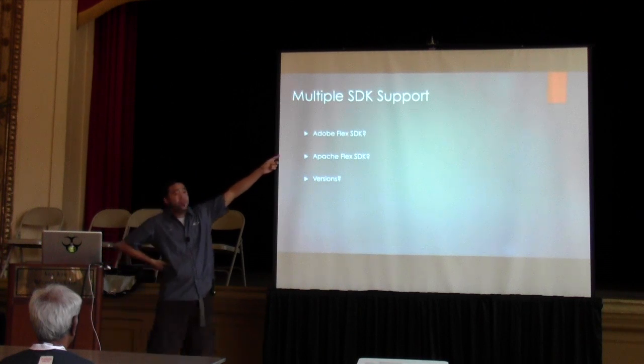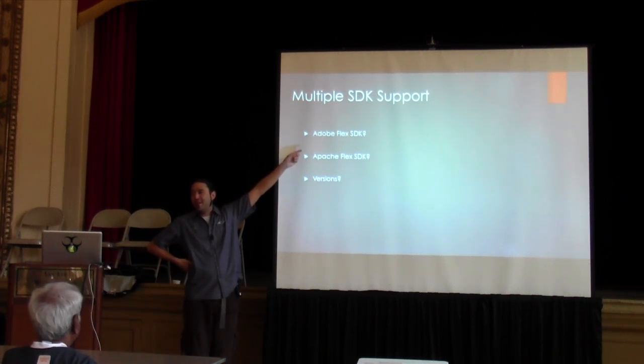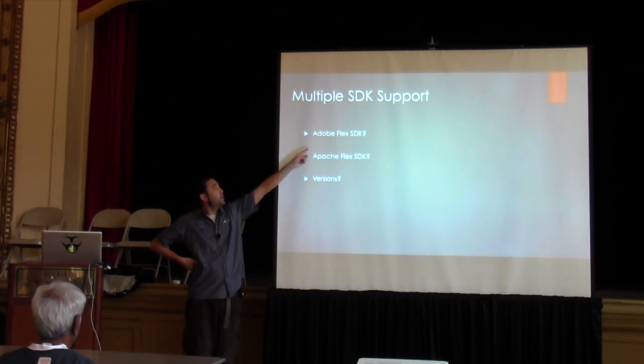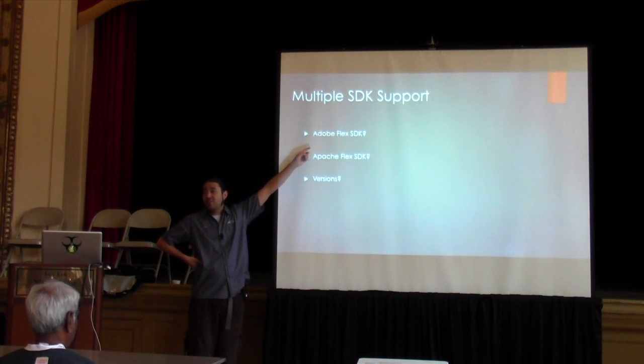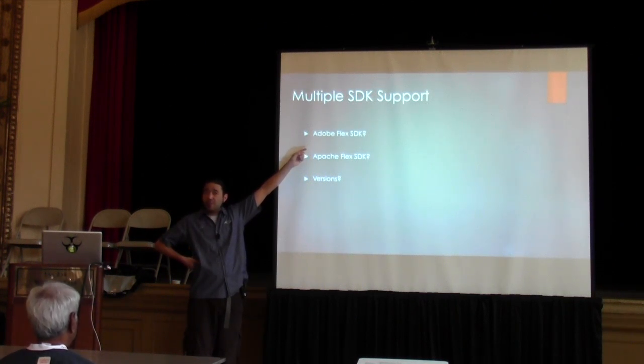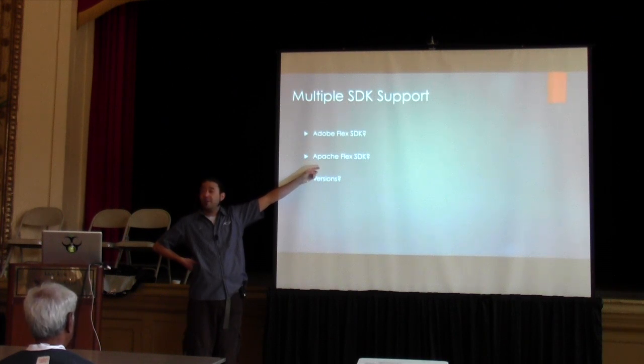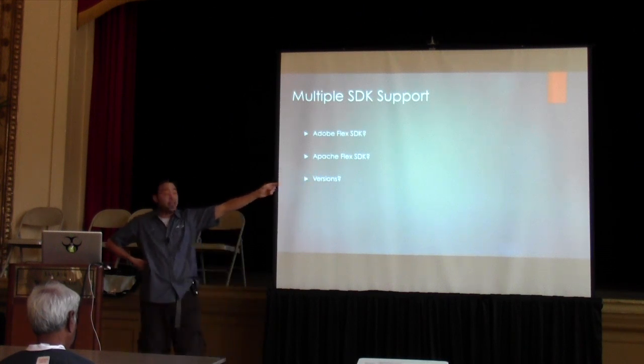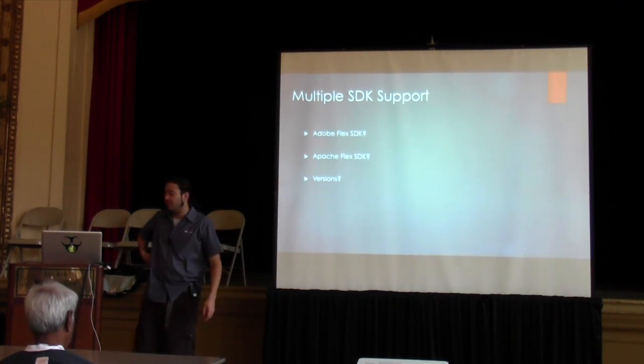So having the ability to switch back and forth is a very powerful feature. And yeah, we were talking about the enterprise roadmap yesterday. There are a lot of enterprises out there that are still using Adobe Flex 4.6 SDK. But now we've got new stuff. We want to use Apache Flex because that's where all the bug fixes are happening and all the new features are being built. So multiple SDK support is definitely very powerful.